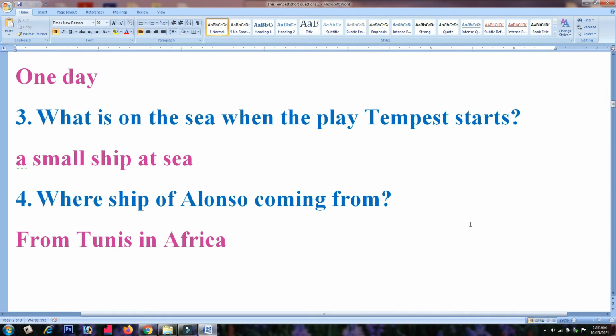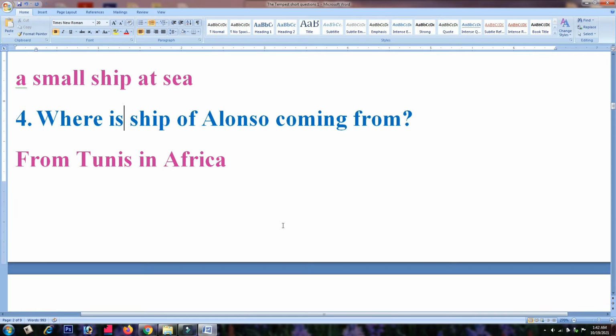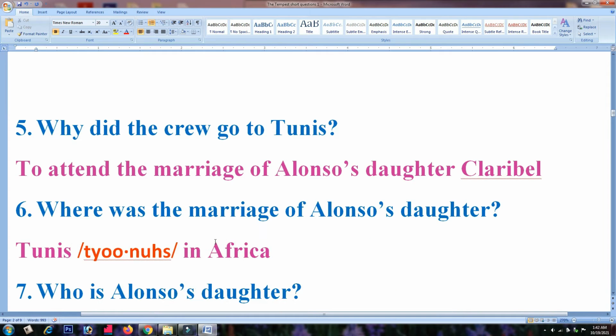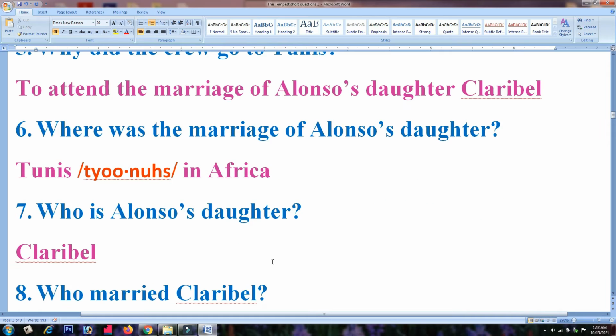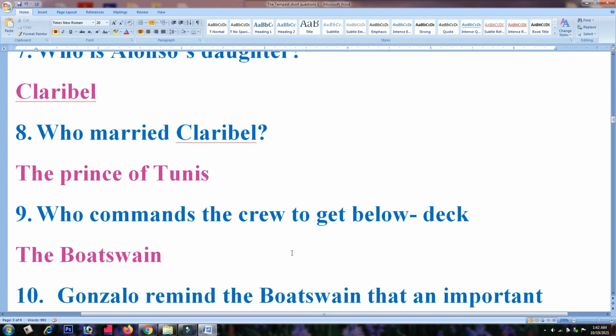Where was the ship of Alonso coming from? From Tunis in Africa. Why did the crew go to Tunis? To attend the marriage of Alonso's daughter, Claribel. Where was the marriage of Alonso's daughter? Tunis in Africa. Who is Alonso's daughter? Claribel. Who married Claribel? The Prince of Tunis.